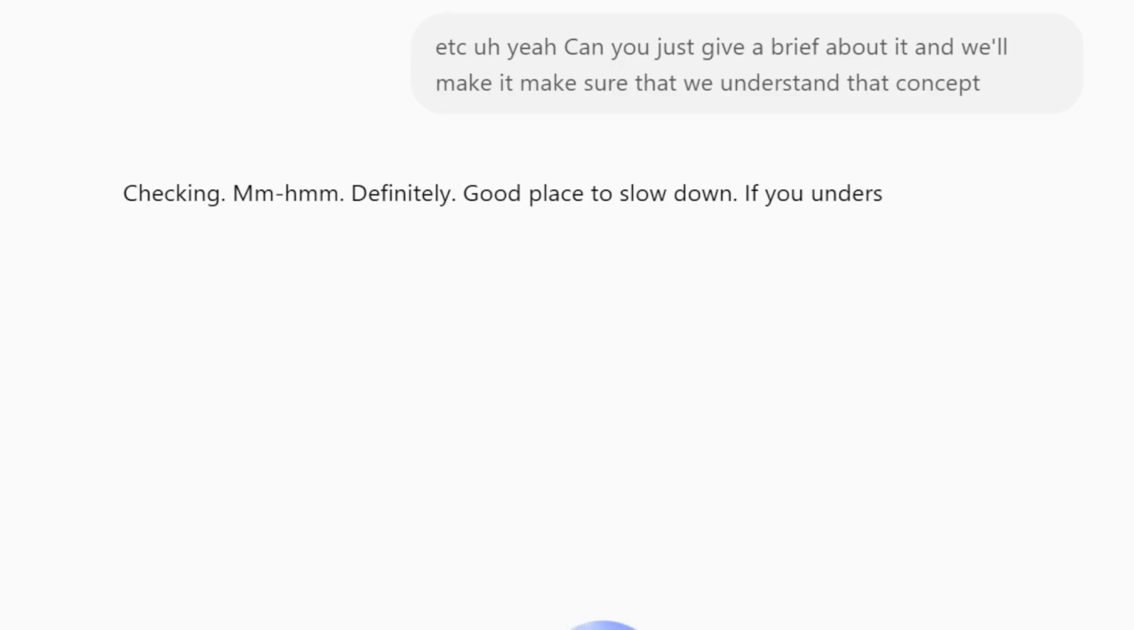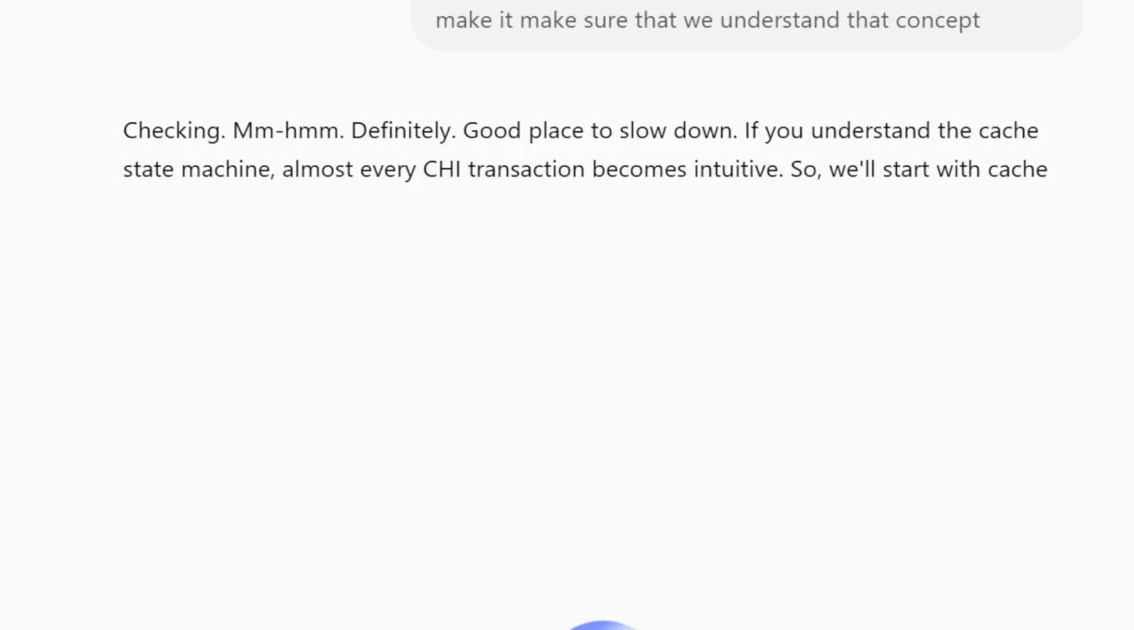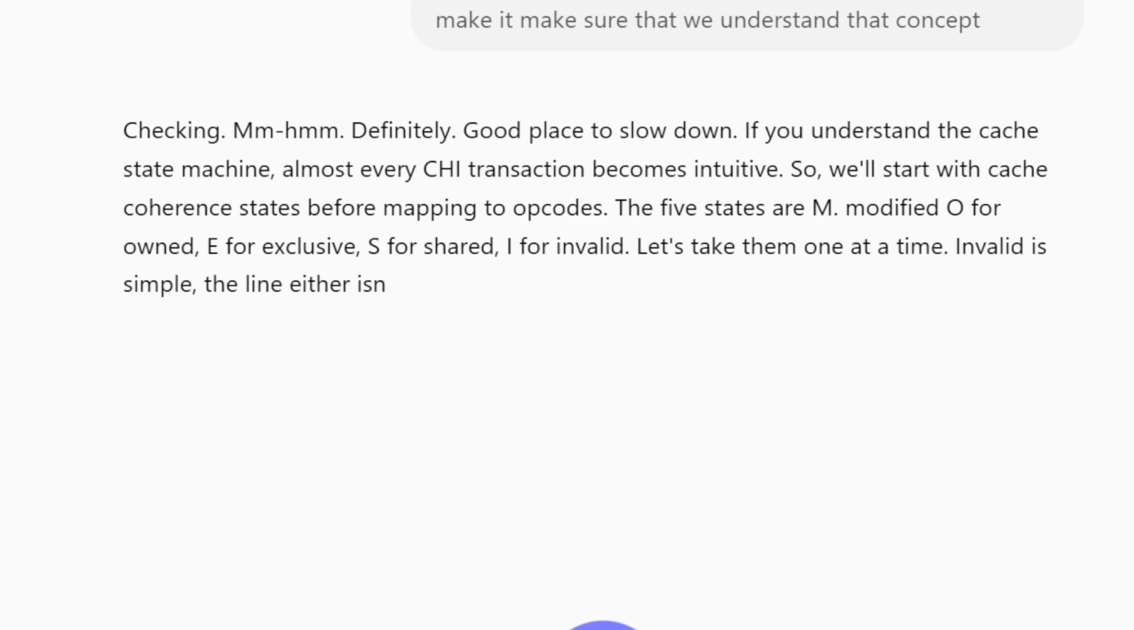If you understand the cache state machine, almost every CHI transaction becomes intuitive. So we'll start with cache coherent states before mapping to opcodes. The 5 states are M modified, O owned, E exclusive, S shared, I invalid. Let's take them one at a time. Invalid is simple. The line either isn't here or is stale. If CPU 0 reads and misses, it may transition I to E or to S.